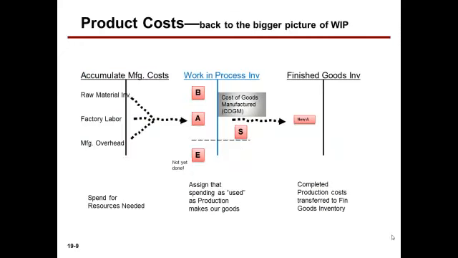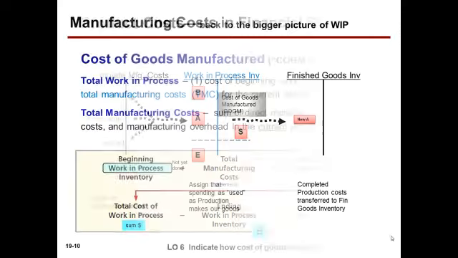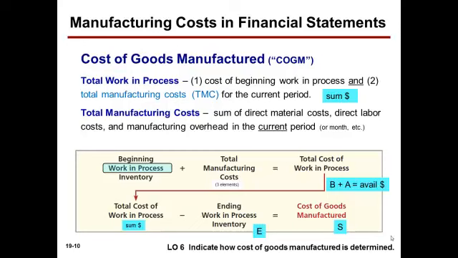One more glance at the bigger picture. We want to focus our attention on calculating the cost of goods manufactured value, our COGM value of the cost assigned to completed finished goods inventory. Let's look at a diagram of COGM.